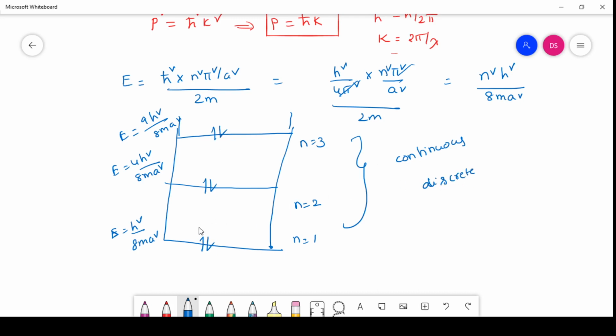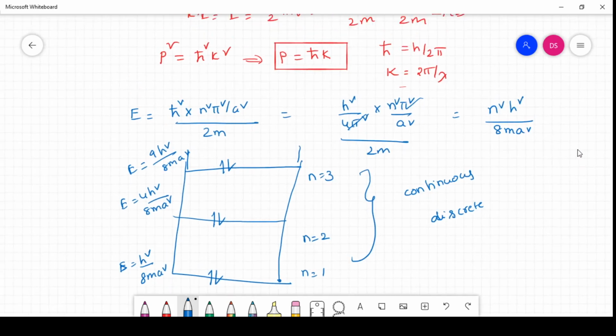See here, after this h square by 8m a square energy, again a level with 4 times more energy exists where the electrons can stay. So what is the conclusion according to the quantum free electron theory? The electrons have discrete energy levels. And the energy of the electron is n square h square by 8m a square.